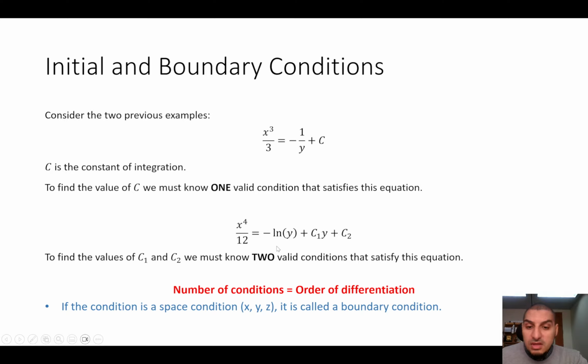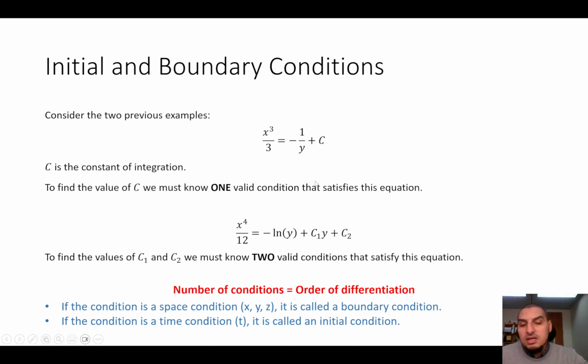If it has to do with time, and let's say this is at time equals 0, x equals something, then we call it an initial condition. Okay, but at the end of the day, they're just relations between two parameters, space and the dependent variable, or time and the dependent variable, and we need them to calculate the constants of integration. So this is the first approach that we follow.